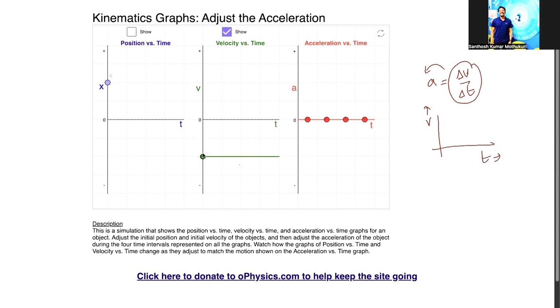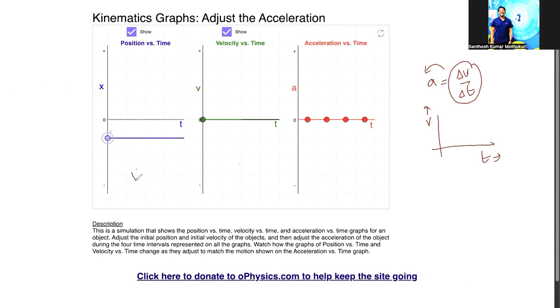Let me make it to the other position. Look at this. Even now, the acceleration remains zero. Zero and zero. Yeah. Now let us click on the position versus time graph. When I click on the position versus time graph, it is also showing it's parallel to the time axis, which indicates that there is no change in the position. So no change in the position.